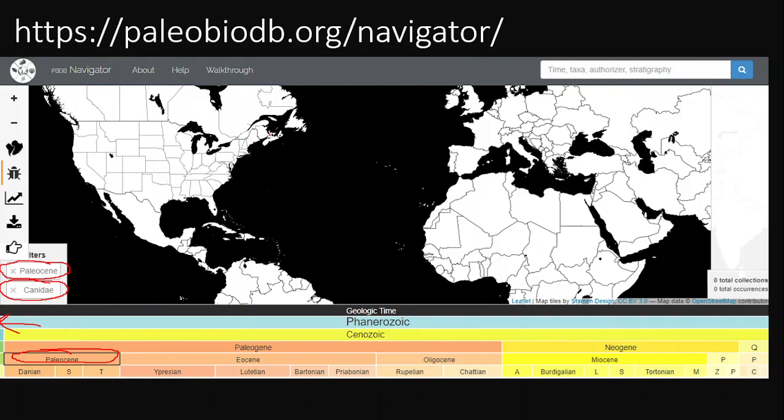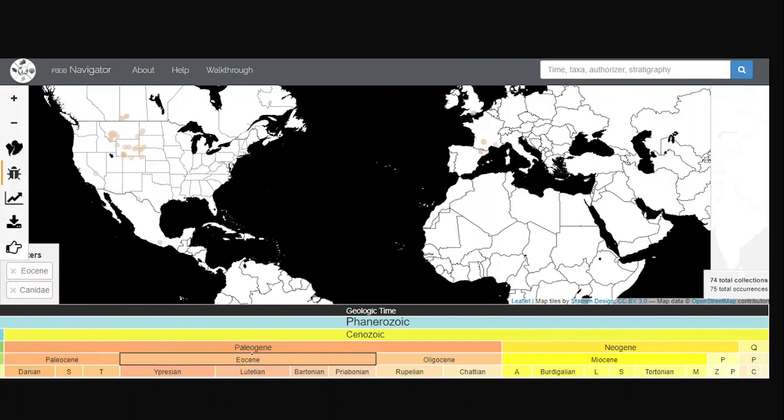There are absolutely no known dog fossils, canine fossils, from anywhere in the fossil record up through into the Cenozoic and through the Paleocene. So next slide, let's go to, and I search for the Eocene. Now when I go to the Eocene, we start seeing some dots show up.